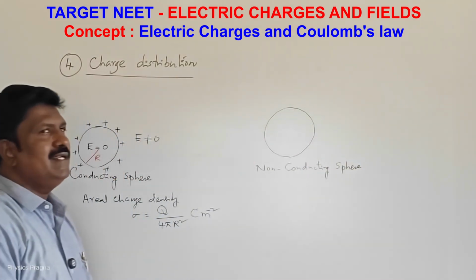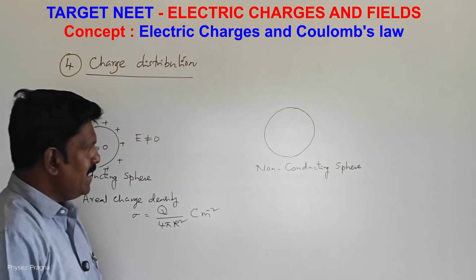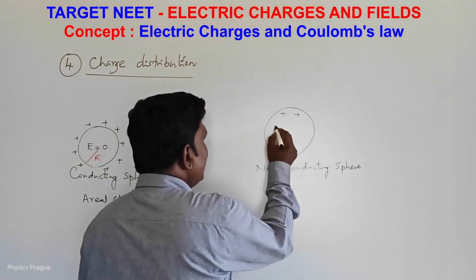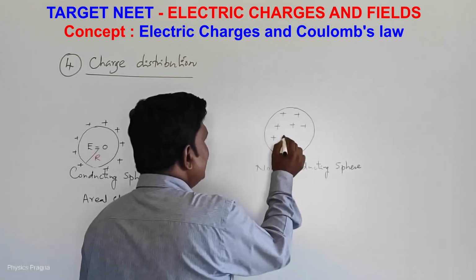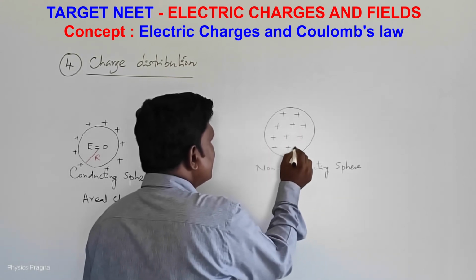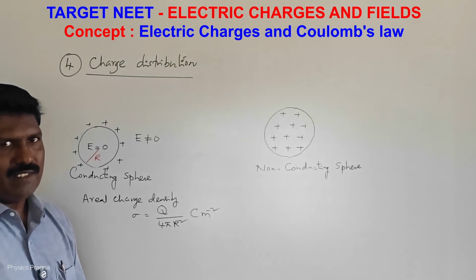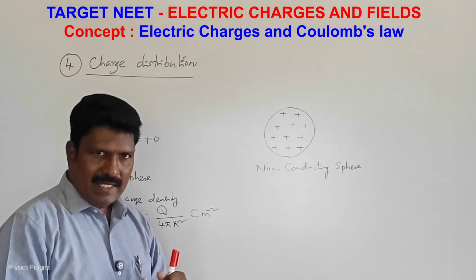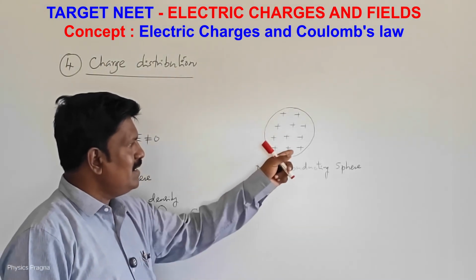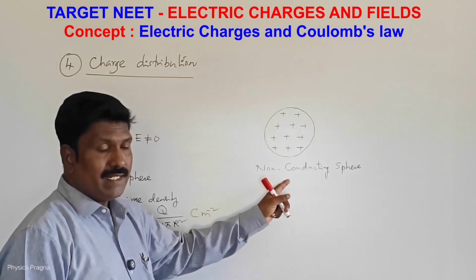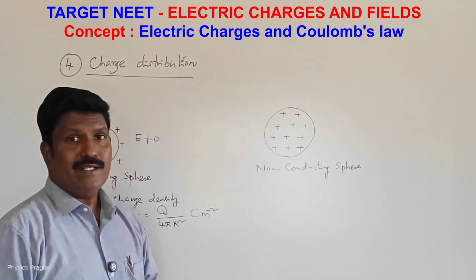If I take a non-conducting sphere and give it charges, the charges will spread all over the non-conductor. Why? Because whenever you give charges, they cannot move from one place to another. Even though repulsion is there, they cannot move freely in a non-conducting material. So they stay there only.